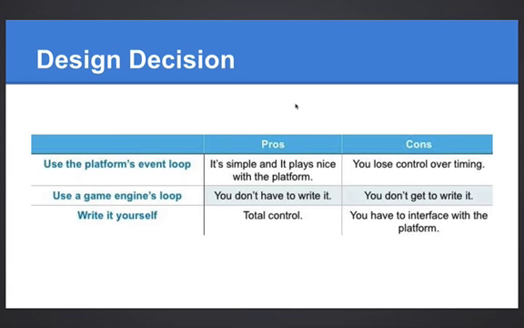The third way is to write your own game loop. It gives you total control, so you can make it do whatever you want to. But there is a catch as well, as you need to interface with the platform. It can get extremely difficult to make the loop stable.